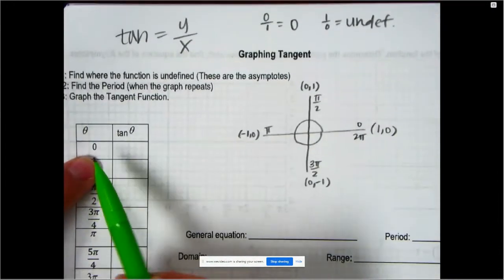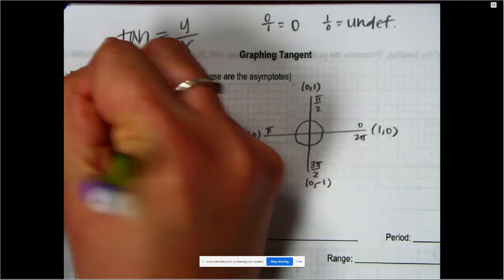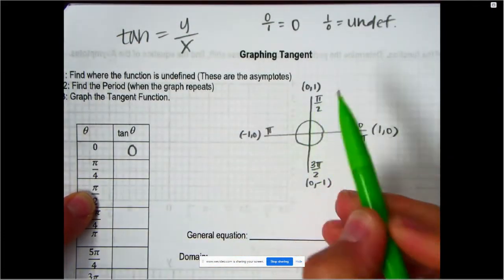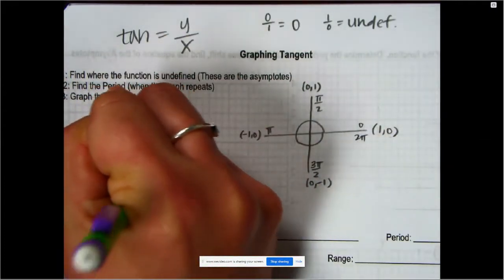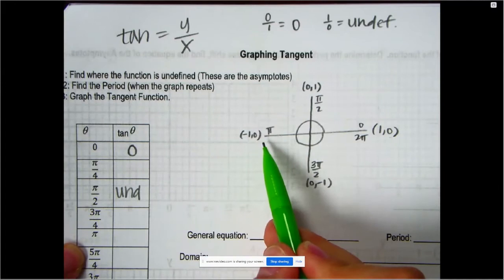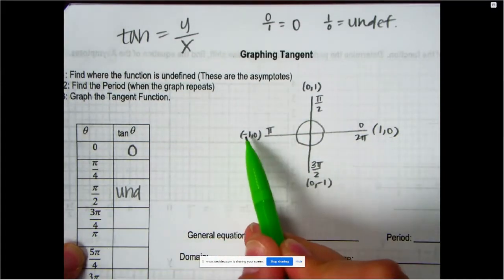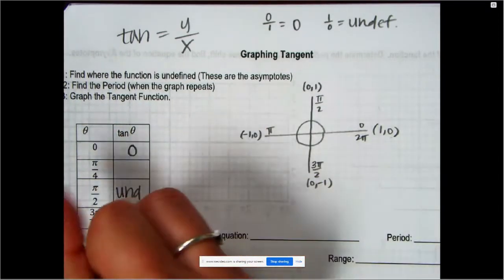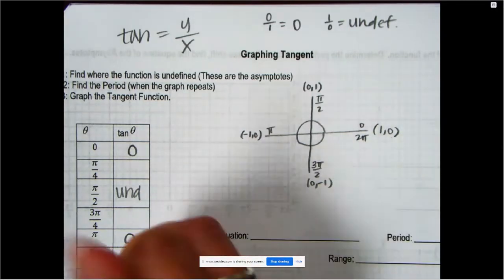So I'm going to go to 0. Y over x, 0 over 1 is 0. We're not going to do pi over 4 yet. Pi over 2, 1 over 0 is undefined. At pi, again, I'm skipping the fourths because we don't have those yet, 0 over 1 is 0. Negative 1 over 0 is undefined. And 0 over 1 is 0.